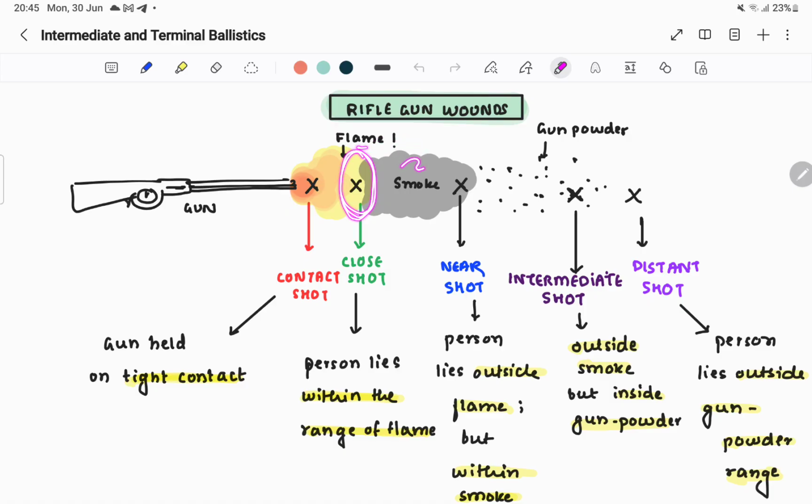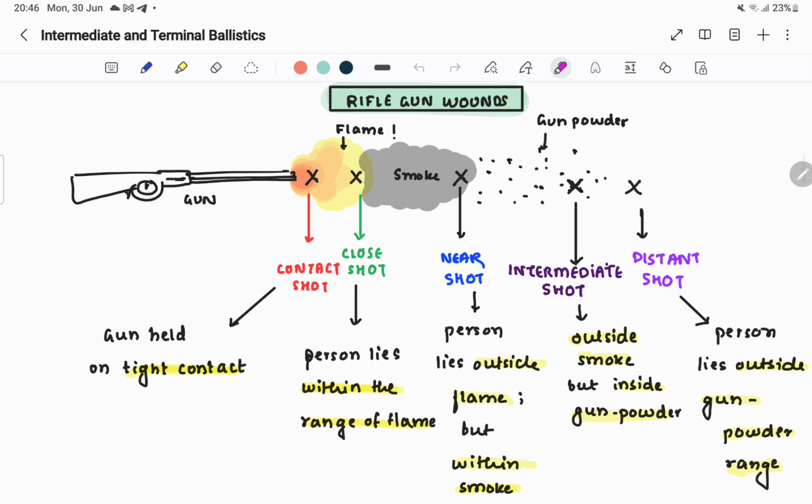At the junction of flame and smoke, it's the close shot. The person lies within the range of flame, with some overlap with the smoke. This is a close shot, the terminal portion of the flame. So where will there be more burning? Flame causes burning and singeing of hair, right? So more burning will be at contact shot only.